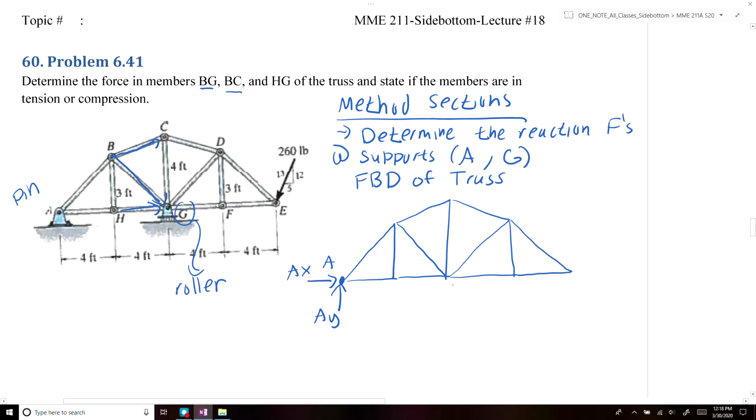At point G, we will have GY, due to the roller, and then at point E, we'll have our applied force of 260 pounds. We also should include any critical dimensions, so we can include the dimensions of the members of the truss that's given to us. And if you really want to go crazy, you can label all the points.